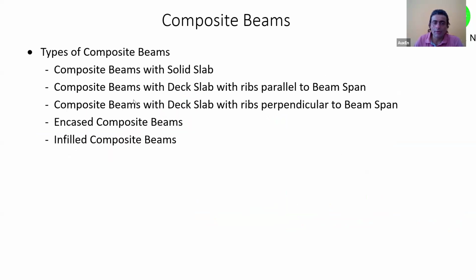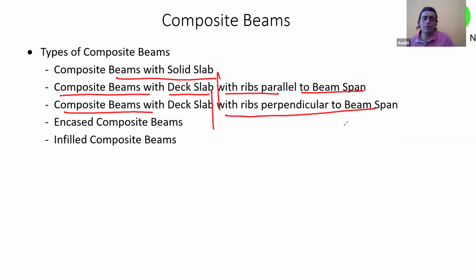So these were the two remaining types that I wanted to discuss. Composite beams with solid slab. Now we understand composite beams with deck slab where the ribs are parallel to the beam span, and composite beam with deck slab where ribs are perpendicular to beam span. There will be differences in their design. There will be differences in the design of the composite beam when the ribs are parallel and when the ribs are perpendicular. We will see all these things, and we also understand the composite beams with solid slab.